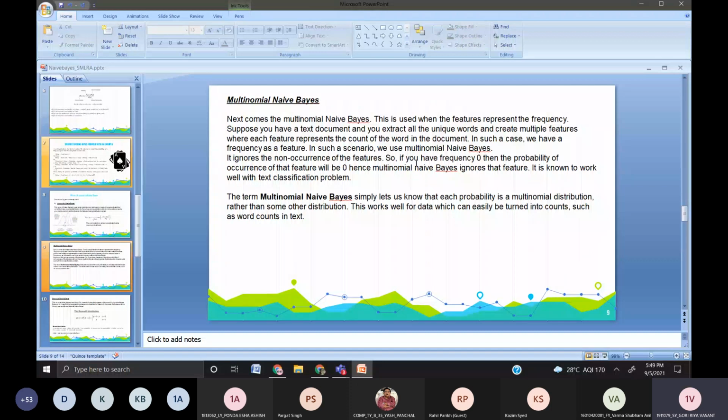Next is the multinomial naive Bayes theorem. Multinomial is mostly used for NLP problems. To classify a message as spam or not spam, we consider a few words such as friend, lunch, dinner, bell, etc. We count the frequency of those.